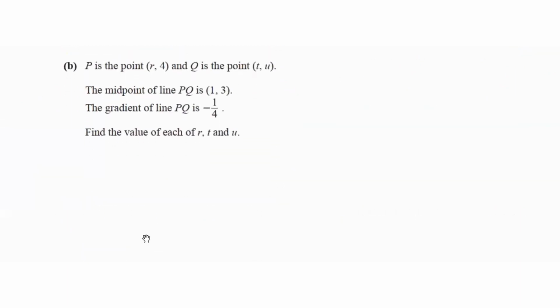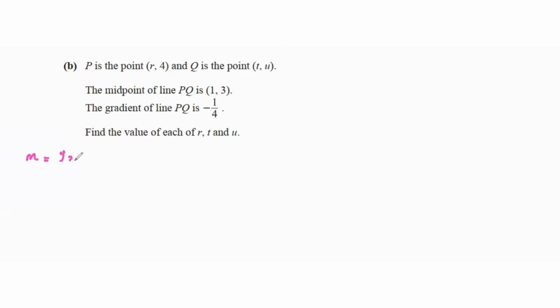Part B says P is the point (r, 4) and Q is the point (t, u). The midpoint of the line PQ is (1, 3) and the gradient of the line PQ is -1/4. Find the value of r, t and u. So let's start with the gradient.